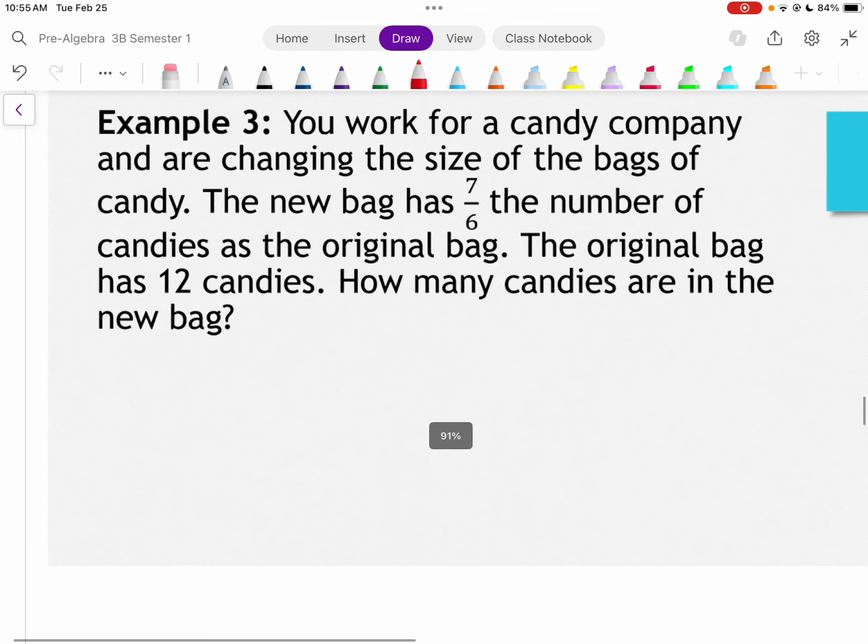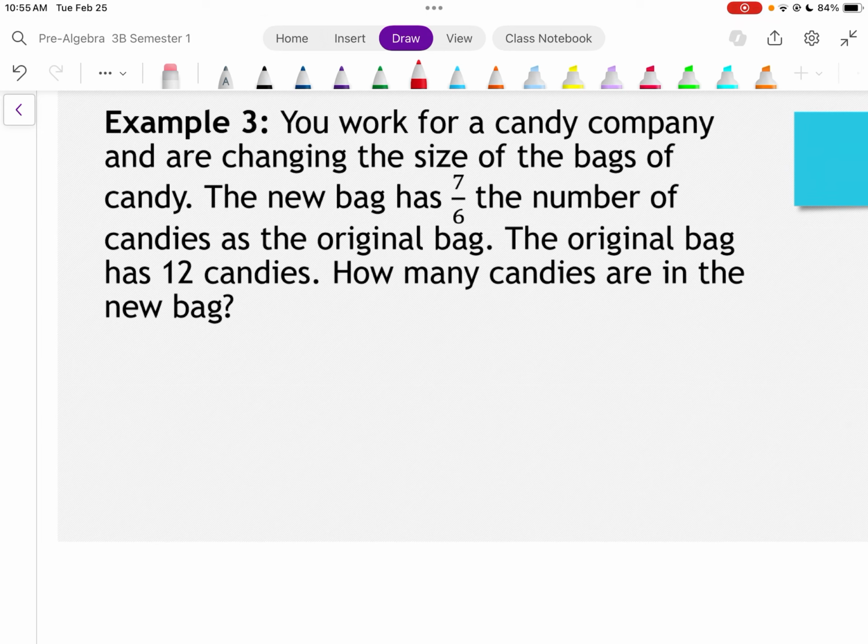Awesome. Our next problem. You work for a candy company, are changing the size of bags. The new bag has 7 out of 6 the number of candies as the original bag. The original bag had 12 candies. How many candies are in the new bag? So I want you to pause and try this one on your own.